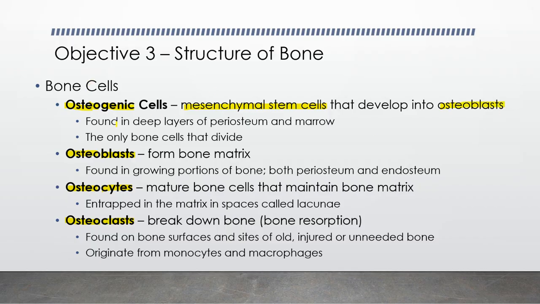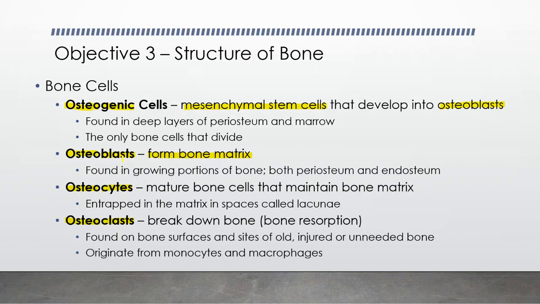You can find these osteogenic cells in the deep layers of the periosteum and in the bone marrow. And these are the only ones that are actually going through the cell cycle and dividing by mitosis. Now, the osteogenic cells are going to become the osteoblasts, and these are what are actually going to build bone. They're going to form the bone matrix. They're found in the growing portions of bone.